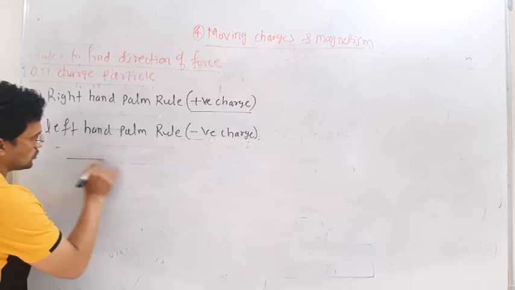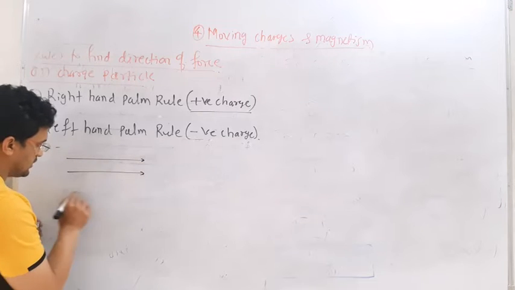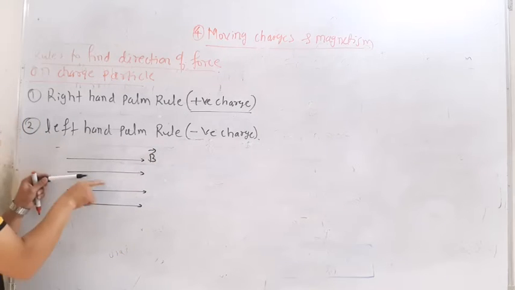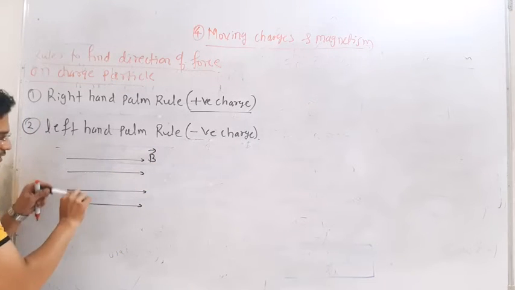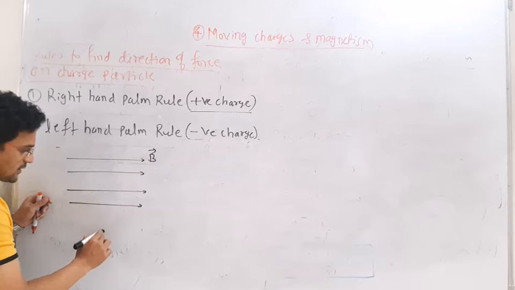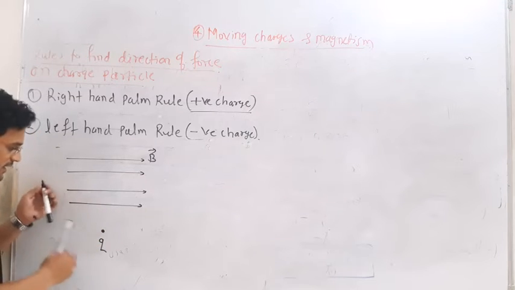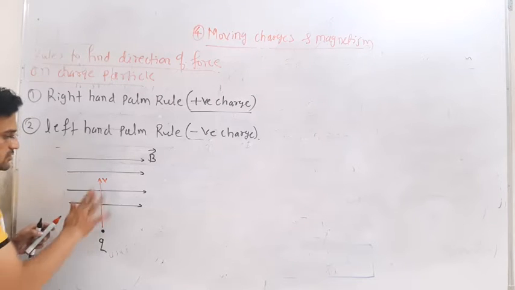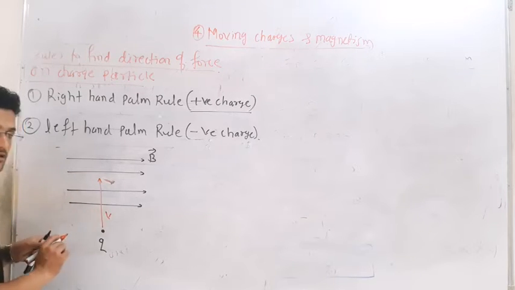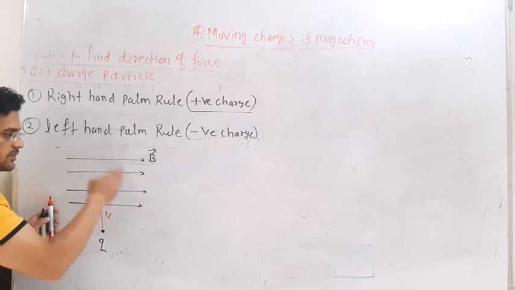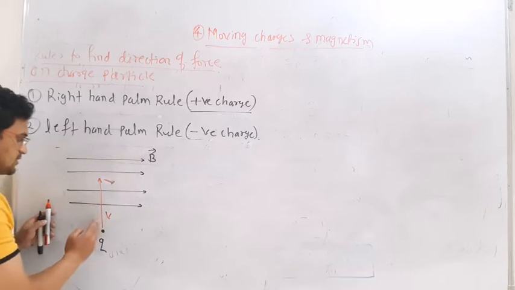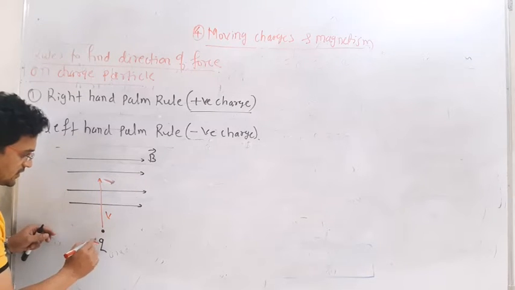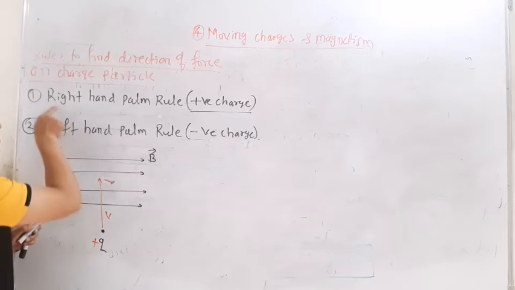First I will show you the representation. Suppose these are the magnetic field lines, this is the direction of the magnetic field lines. Now suppose this is the charged particle and it is entering with velocity v. In which direction will this charged particle move, whether in this direction, towards you or away from you? Here it is a positive charge, so you have to use the right hand palm rule.